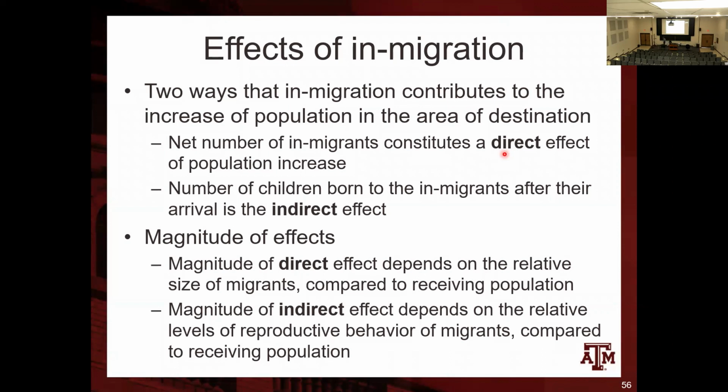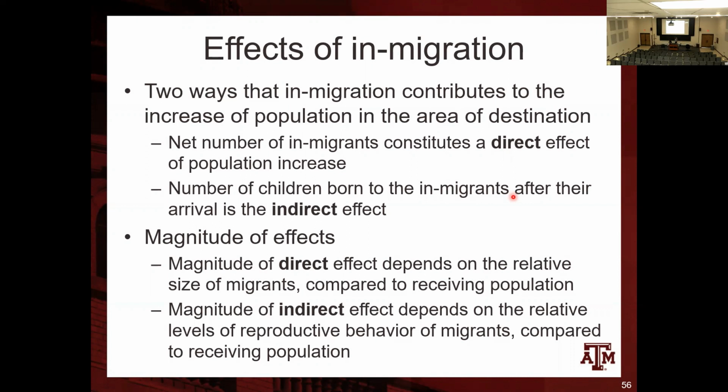So migrants themselves moving from one area to the other influence population changes in the area of origin and destination, and in the destination really clearly in a direct way. And the children that they have will affect that area of destination, and that's called the indirect effect. So the number of children born to the immigrants after they arrive at the destination will be the indirect effect.